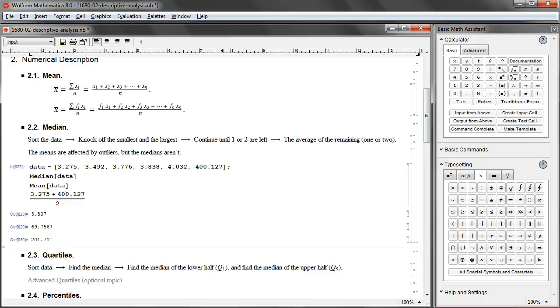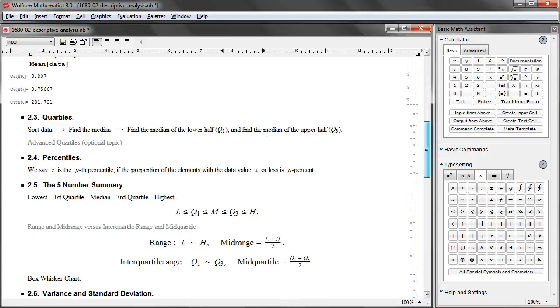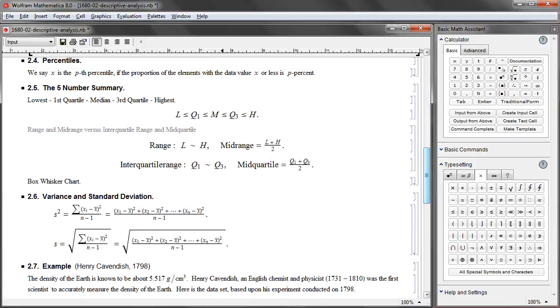This is the mid-range, 201.107, and let's go back to the original 4.127, 3.701 versus 400. We have a significant difference. So mid-range does not work very well. Range does not work very well.